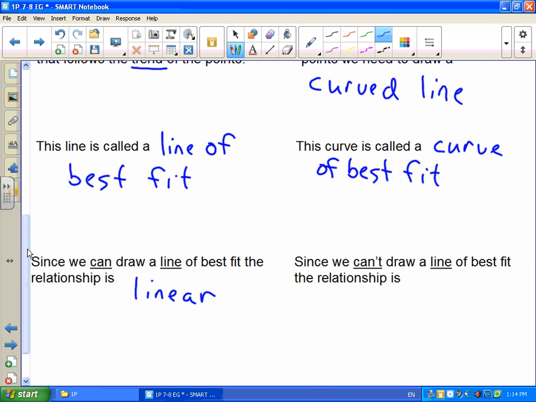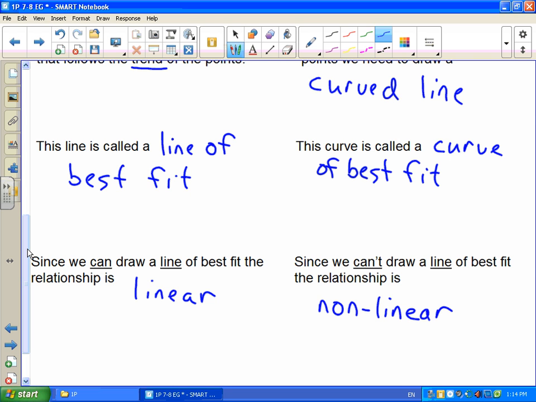Now, on the graph on the left, we said it was a linear relationship because we could draw a line of best fit. Since we can't draw a line of best fit on the graph on the right, the relationship is not linear, or we say it as a non-linear relationship. Okay? So the way to tell the difference between whether your relationship is linear or non-linear is to see if you can draw a line of best fit. Line of best fit means it's linear. If you have to draw a curve of best fit, that means it's non-linear.